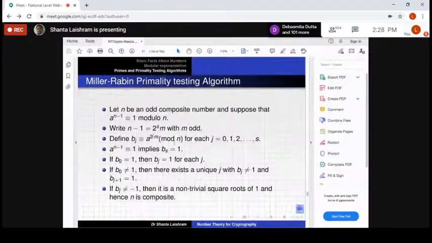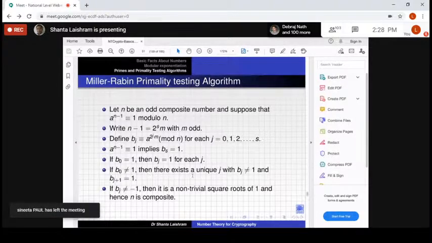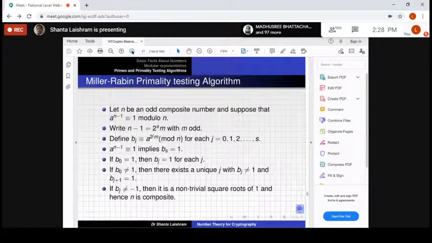If b naught is 1, definitely bj is 1 for every j. And if b naught is not equal to 1, there exists some unique j such that bj is not 1 and bj plus 1 is 1. And if bj is not equal to minus 1, then it's a non-trivial square root of 1, and hence n is composite. So basically, if you look at the sequence b naught, b1 up to bs, and you can find a bj which is not equal to minus 1, then n has to be composite. So that's the Miller-Rabin primality testing algorithm.